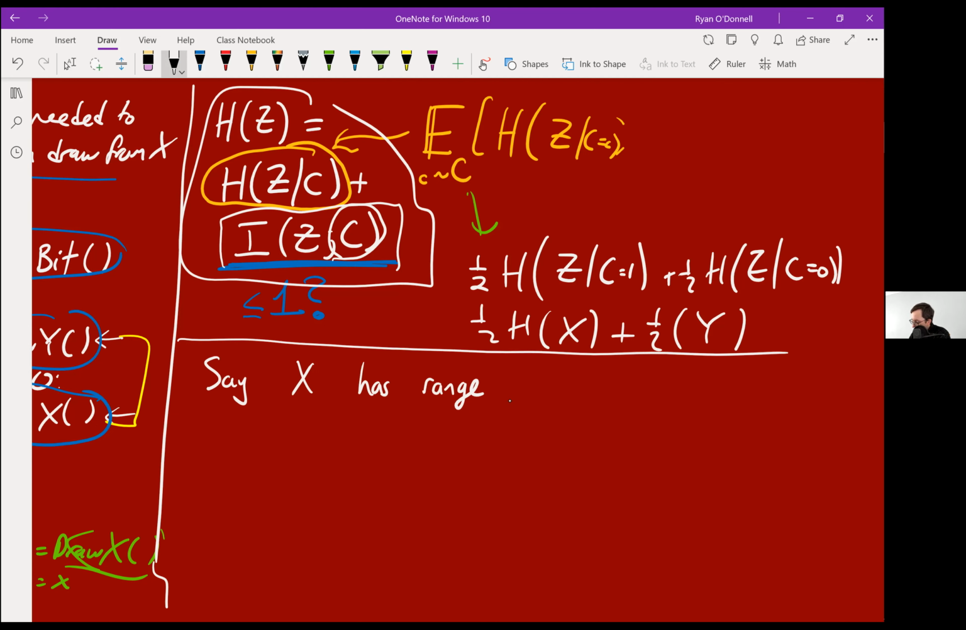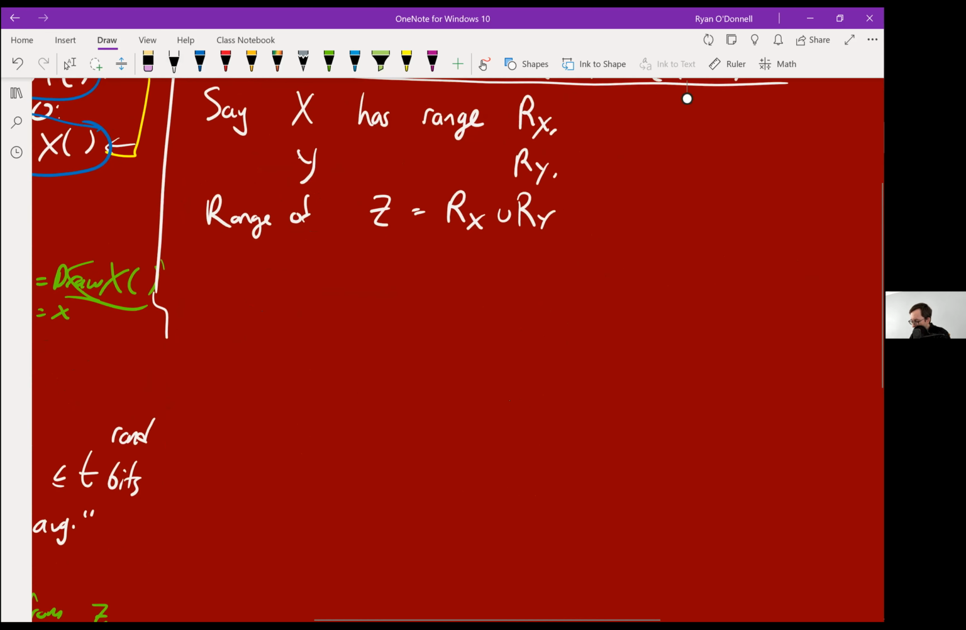Okay, so X has some range, maybe R sub X, and Y has some range, R sub Y. So I guess the range of Z is the union of these things. It's a bit funny though, if these are just abstract sets, it does seem a little bit weird because they could have some intersection. Exactly. Although it shouldn't somehow really matter. You should sort of be able to pretend that they're disjoint, but I guess it's not immediately clear from the definitions.